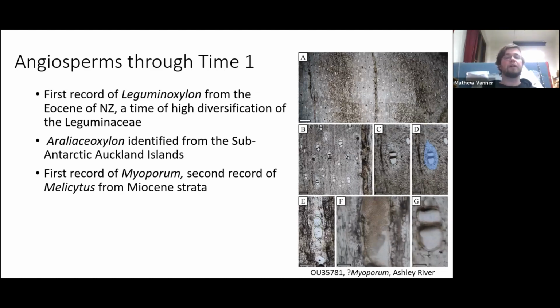This is the first record of Myoporum wood from anywhere in New Zealand. It's one of the only actual fossils of the genus itself. And this is only the second record of Malacitus from Miocene strata. And that's some of the oldest Malacitus that is from New Zealand as well.